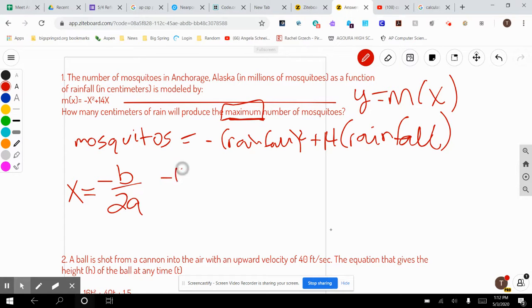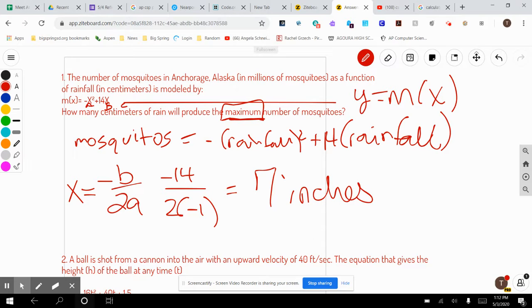So it'd be negative 14 over 2 times negative 1, because we have our a, our b, and our c, which is 0, but doesn't matter. So that would be 7. So 7 inches of rainfall. If we wanted to find how many mosquitoes, we would plug that back in, but this question just says how many centimeters of rain will produce.